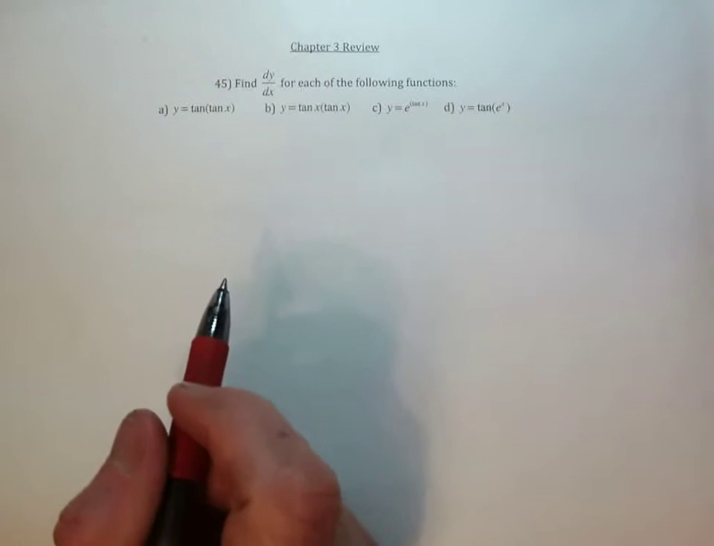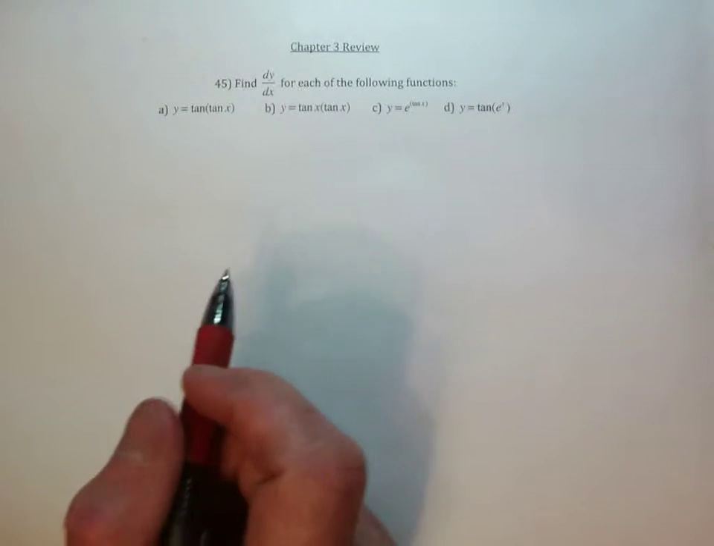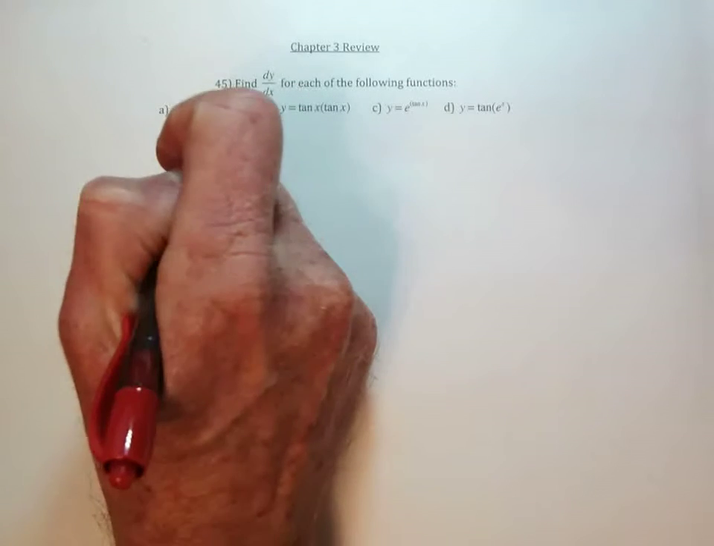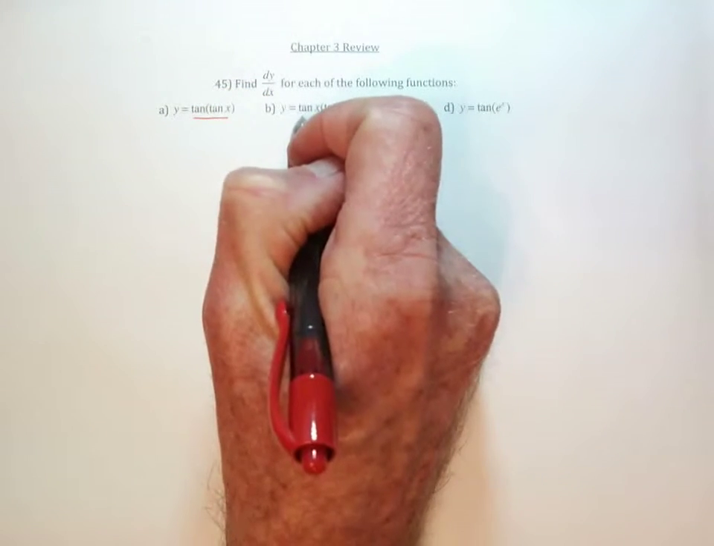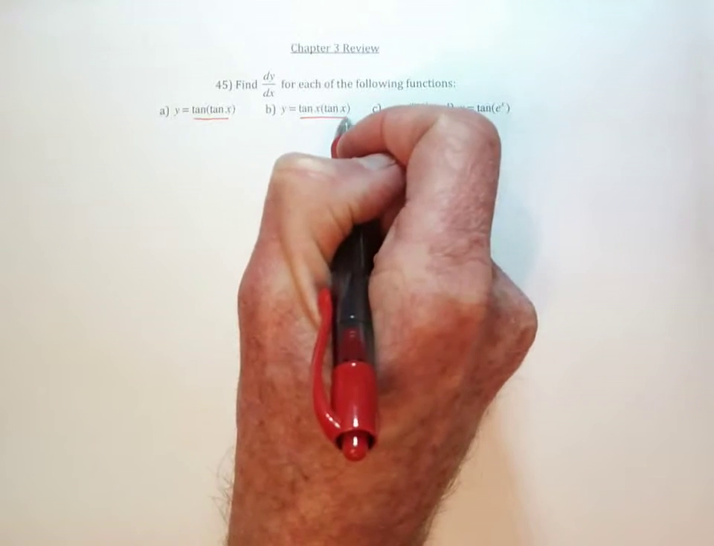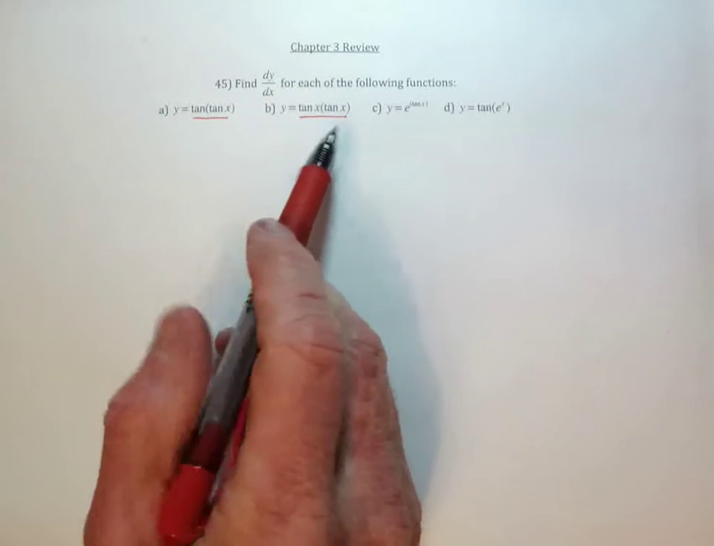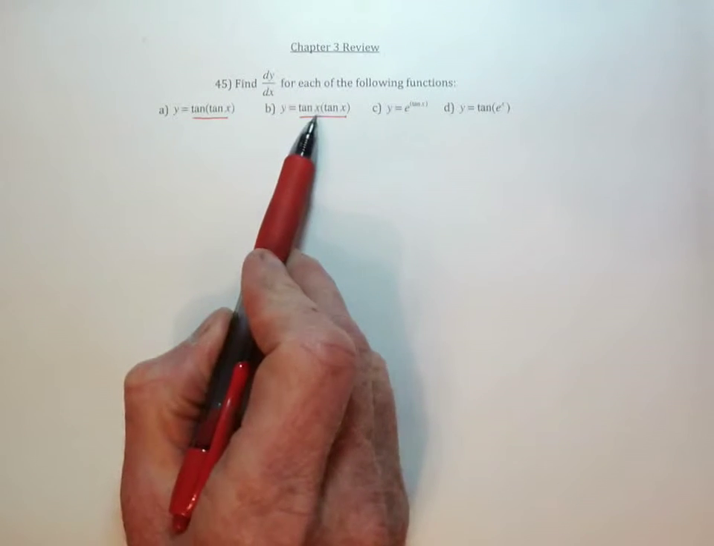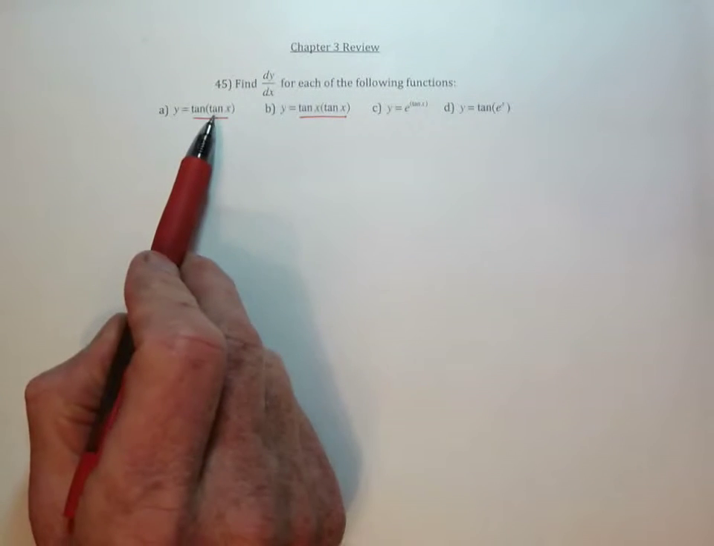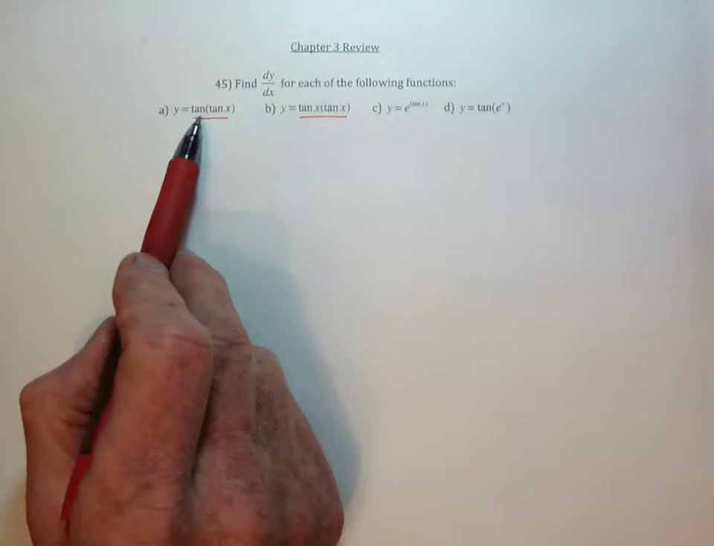Alright, let's practice some derivatives. If you take a look at these first two, there's a slight difference between this tangent of x and this, which is saying tangent times tangent of x. So this one is multiplication. We'll need to use the product rule. And this one has a tangent substituted into the tangent, so we need to use the chain rule.